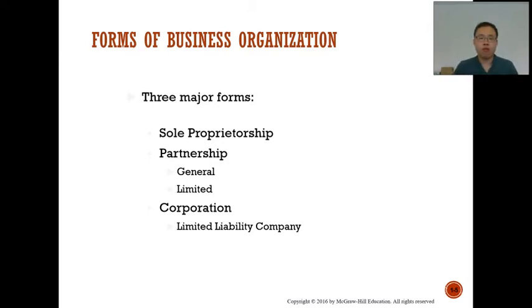There are three forms of business organizations. Well, there are more forms, but mainly speaking, there are three major forms. The first one is called sole proprietorship, and the second is partnership. The third is corporation. We often hear about firms, companies, corporations. We usually treat them as the same thing, but they have some subtle differences.